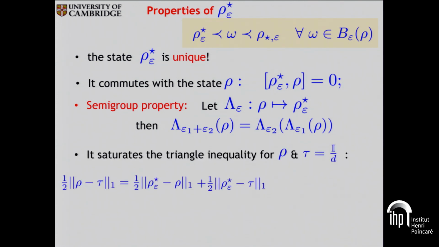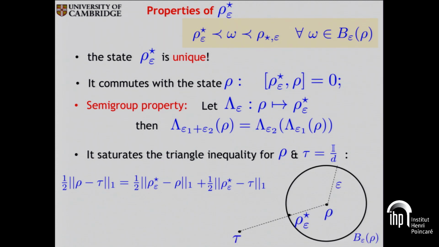And also interestingly, it saturates the triangle inequality for rho and for the completely mixed state. So pictorially, if this is the completely mixed state and this is rho, you have something like this. So it lies on the straight line connecting rho with tau. This also has a particular significance, which we'll come to later on.